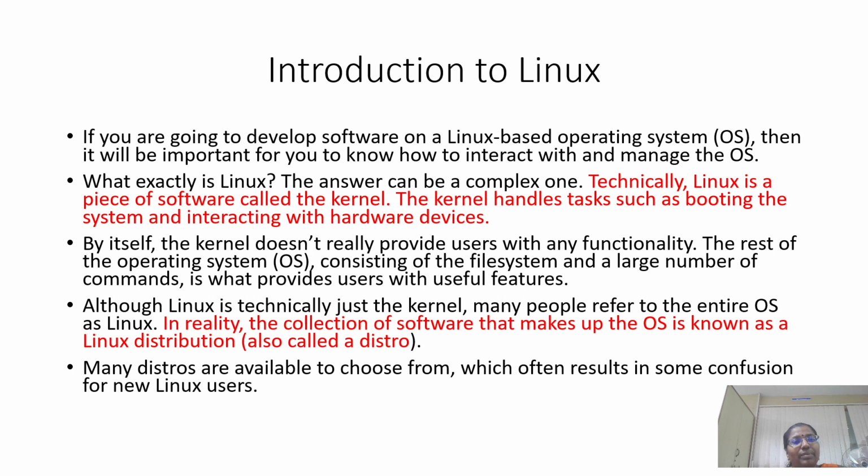The rest of the operating system consists of the file system and a large number of commands that provide users with full features. Although Linux is technically just the kernel, many people refer to the entire OS as Linux. In reality, the collection of software that makes up the OS is known as a Linux distribution, or in short we'll be calling it a distro. Many distros are available, like Ubuntu and Red Hat, which often results in some confusion for new Linux users.